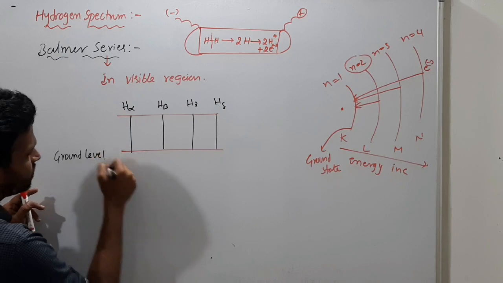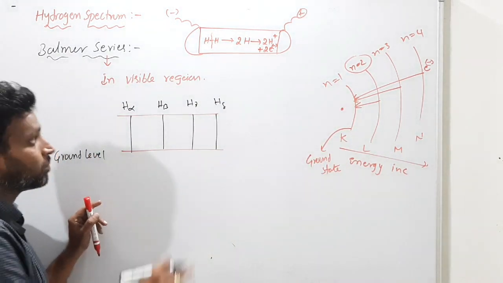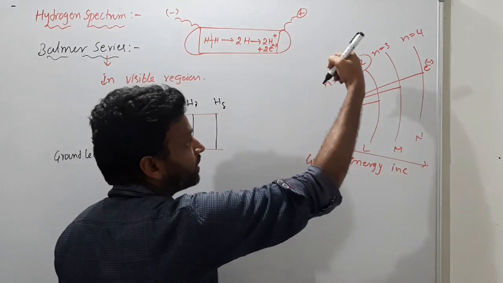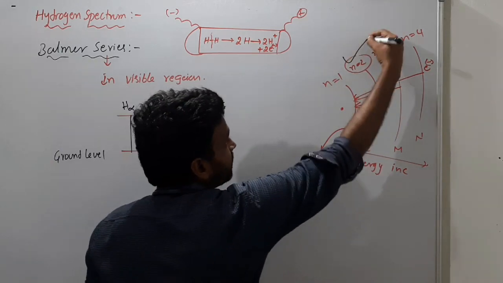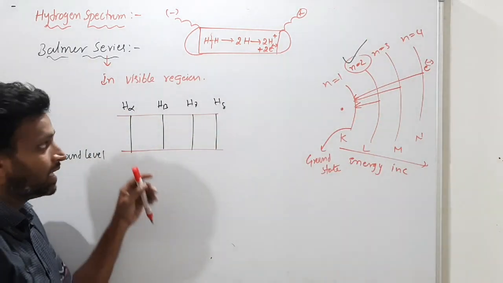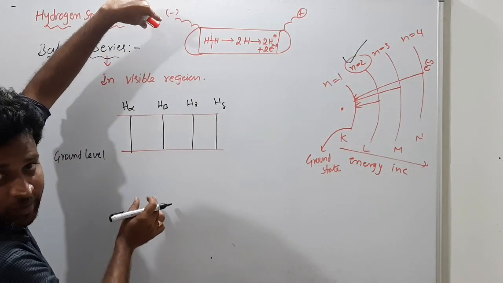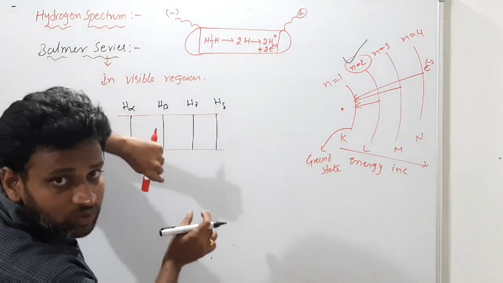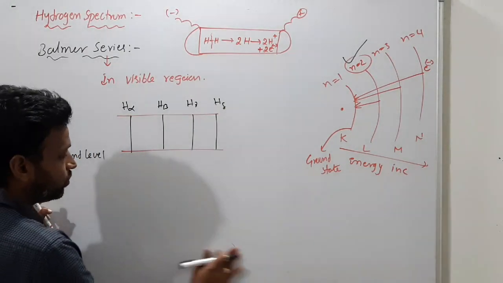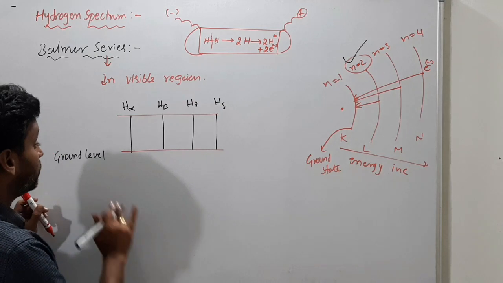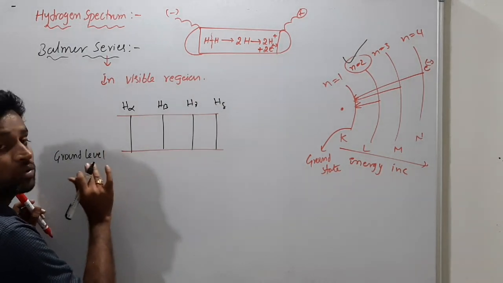Ground level means you said n is equal to 1? No sir. In general it is 1, but for the Balmer series, the electron comes to a lower energy level. What is the lower energy level for Balmer? N is equal to 2. Because in the visible region, those spectral lines he observed only as the electron coming from a higher energy level to the second level. Understood, everyone?